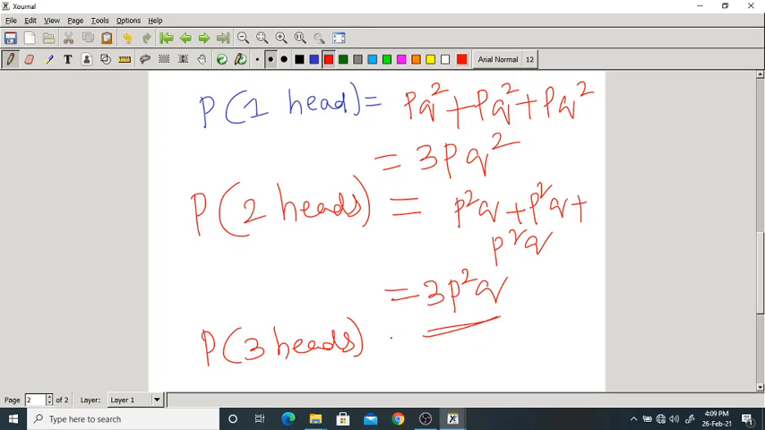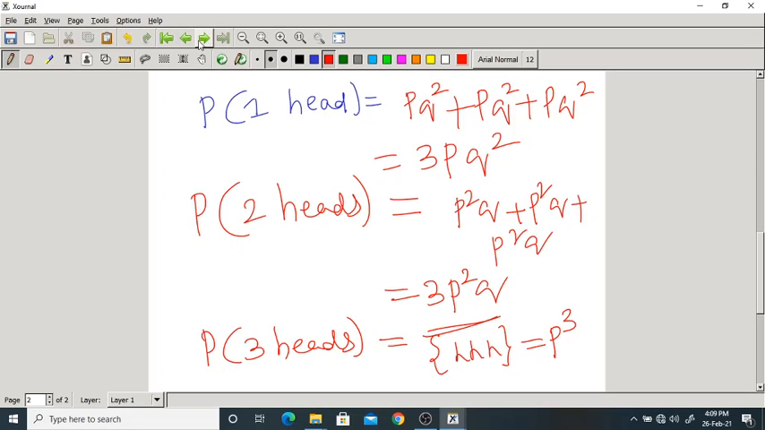How many such possibilities are there? 3 heads means simply you are tossing 3 times. Each time you get head. How many such possibilities are there? Only one. What is that? 3 heads. Head, head, head. What is the probability? P cube. No need to mention any other things.